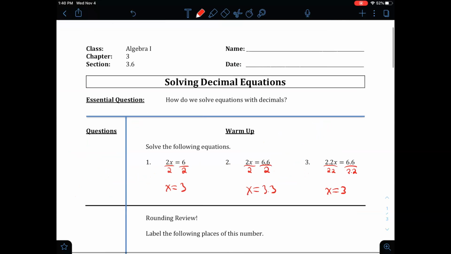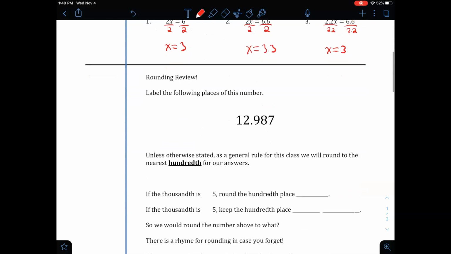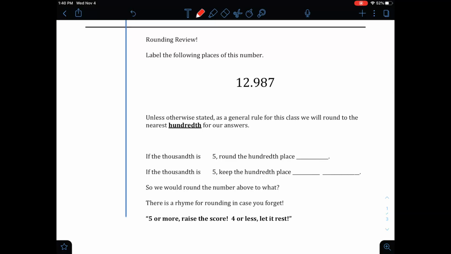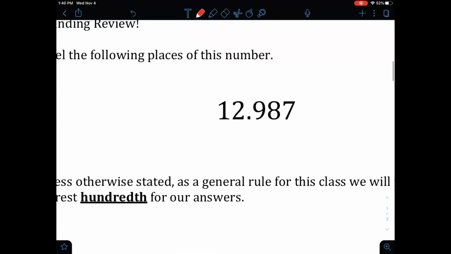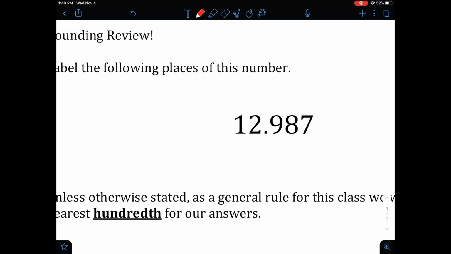Okay, so that was illustrating the point that you don't panic. You do the same things you normally would. It's just going to be kind of weird numbers here and there, okay? All right, let's get into a rounding review. Label the following places of this number. See if you can write out this number and see if you can label each of these places.